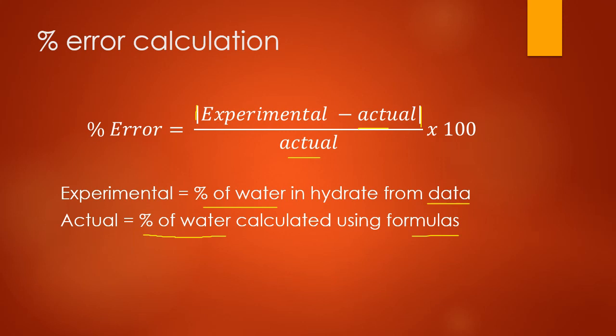Now remember, with percent error, the lower the percent error, the better. So you should be getting a very small number, under 5%. If you are somehow getting in the 80s or 90%, the calculation went wrong somewhere.